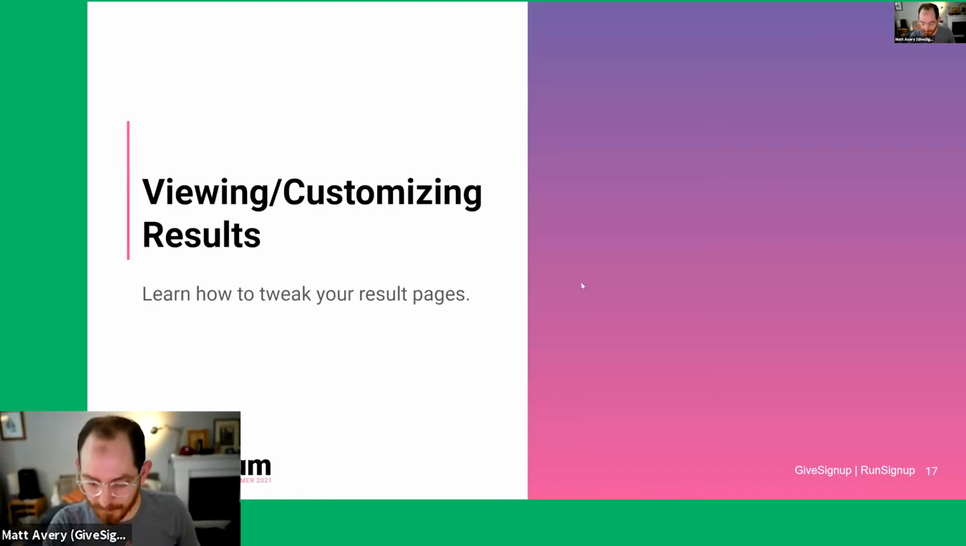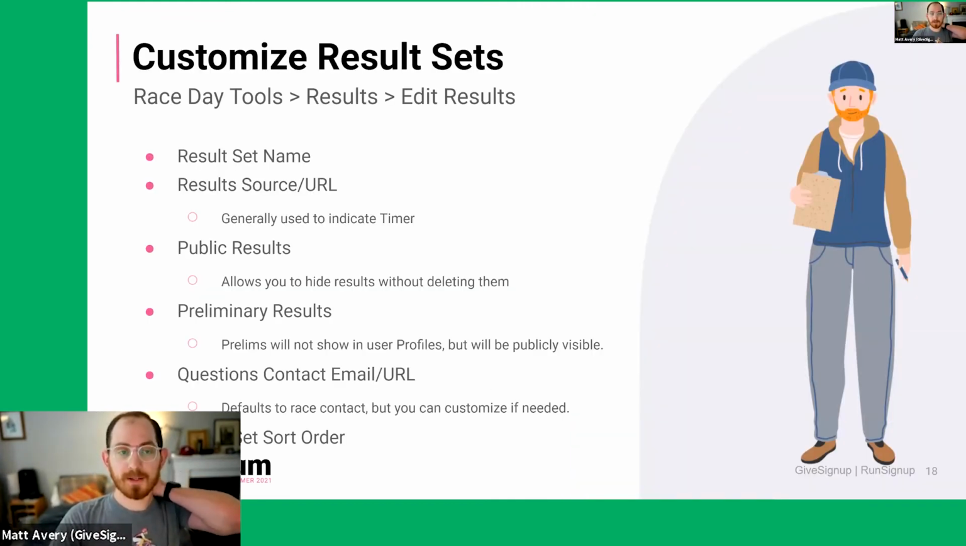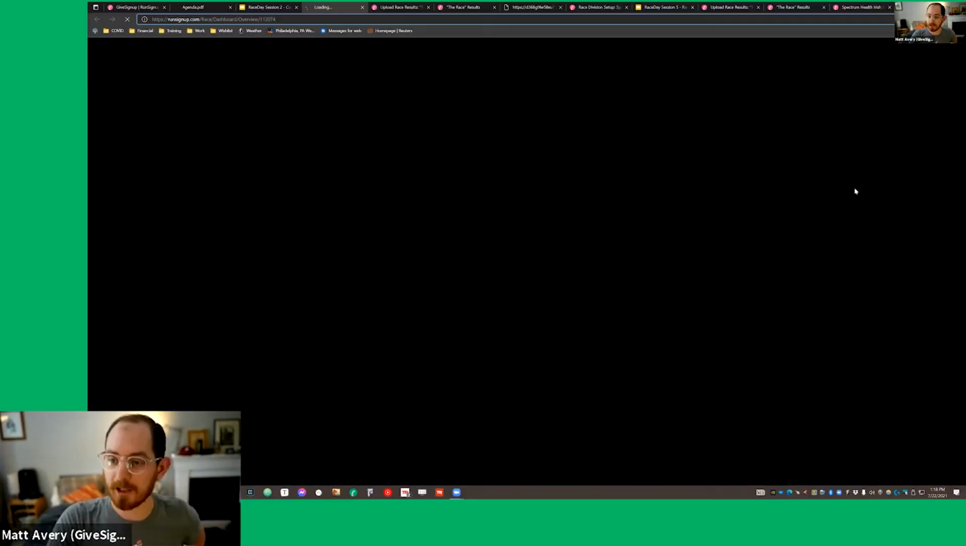Okay, so now we have talked a little bit about uploading. Let's talk about viewing and customizing your results. So some things that you want to know as a timer is that you do have a lot of options for customizing result sets that are on RunSignup. You can customize the name of the result set, the source or the URL of the result set, whether or not it's public, whether or not it's preliminary, and all these other things. So a lot of timers don't know that all of this is accessible to them from the dashboard.